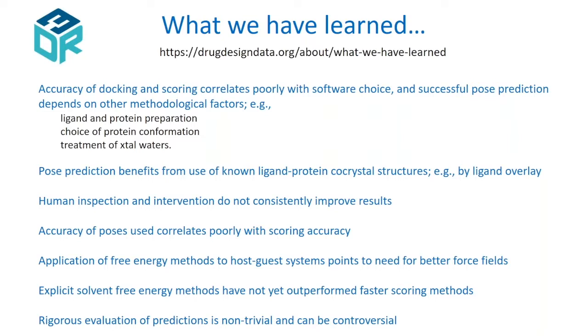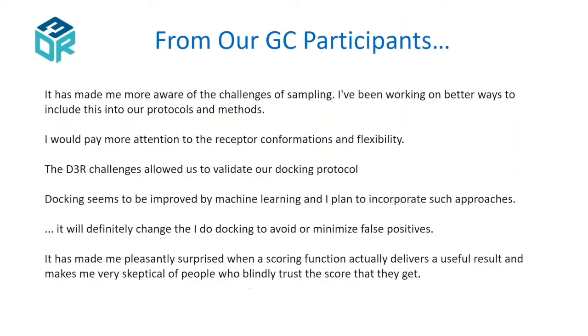In my view, the use of free energy methods on these simple host-guest systems indicates that we need better force fields, because those are pretty simple systems to get right, and we're still having some issues. And perhaps surprisingly, the explicit solvent free energy methods have not conclusively outperformed faster docking and scoring or other composite methods. And then finally, we'll be talking today about how rigorous evaluation of methods turns out to be fairly non-trivial. There are statistical issues and judgment issues.